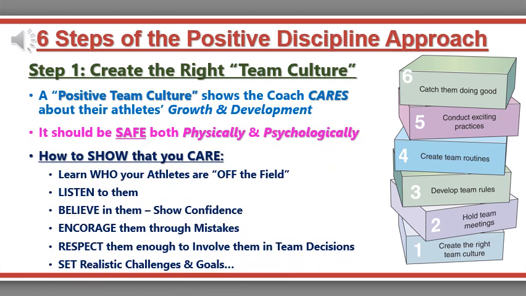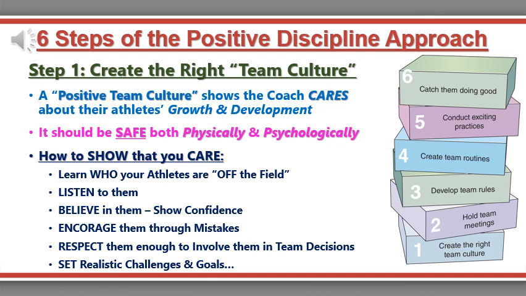So there are 6 steps of the positive discipline approach. We're going to go through them step by step. They're over here on the building blocks. Step 1 is create the right team culture. Step 2 is holding thoughtful and purposeful team meetings. Step 3 is developing team rules that lead to building positive character traits through the positive discipline approach. Step 4 is developing team routines to set people up for success within your team rules.